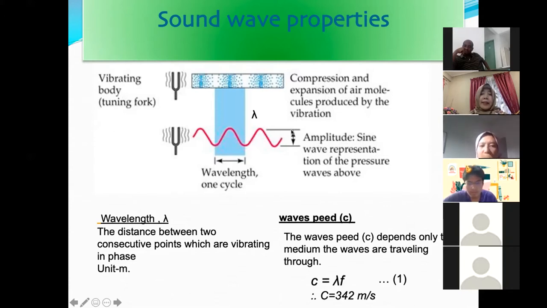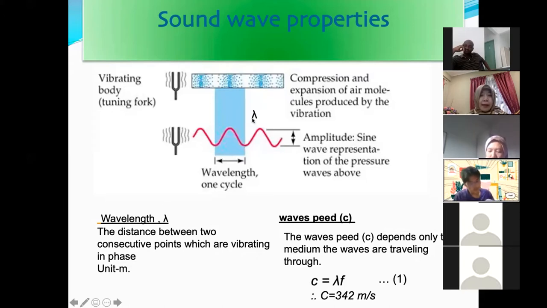And then the amplitude here is called the amplitude. So the pressure that we measure in dBA is actually the amplitude. This is the amplitude that we measure. But we don't measure the wavelength, right? When we use a sound level meter, we will record the amplitude. We don't record the wavelength, okay?